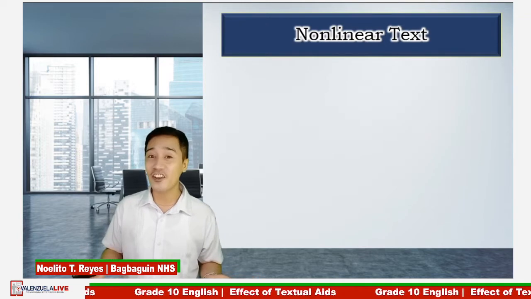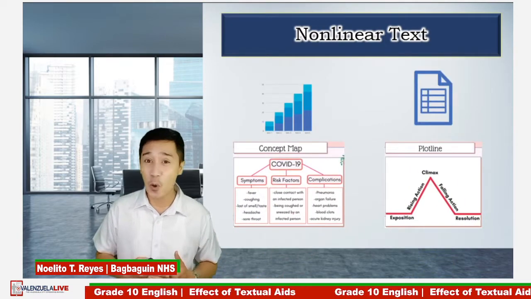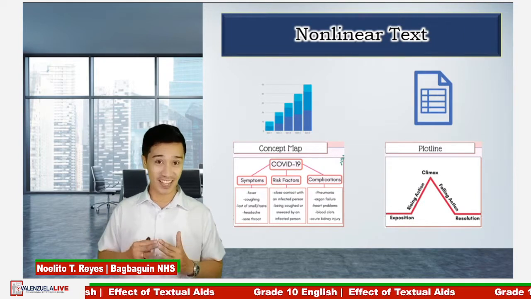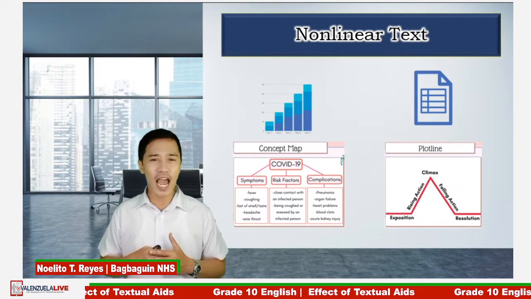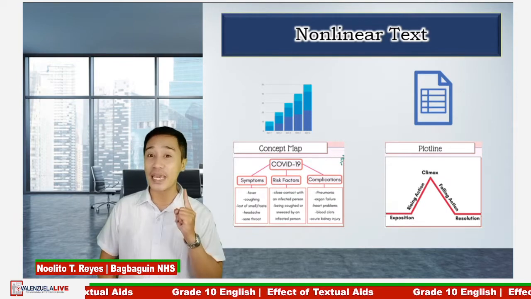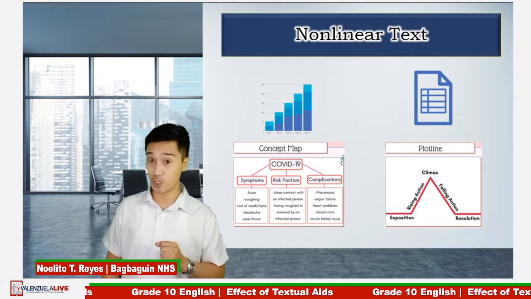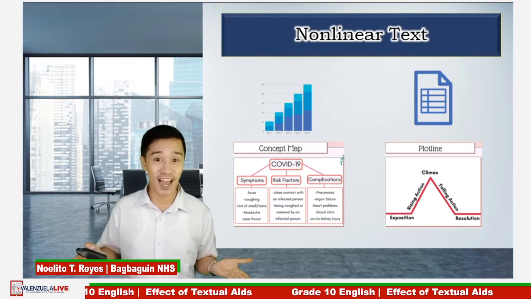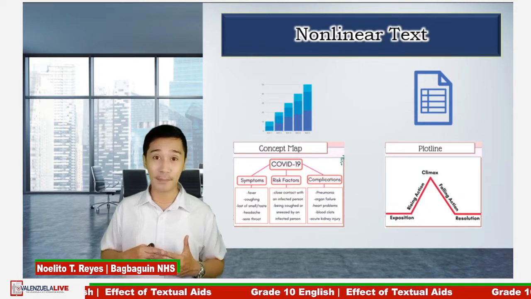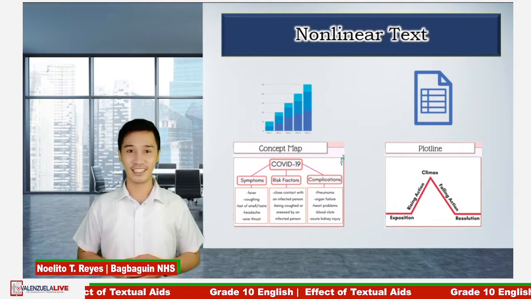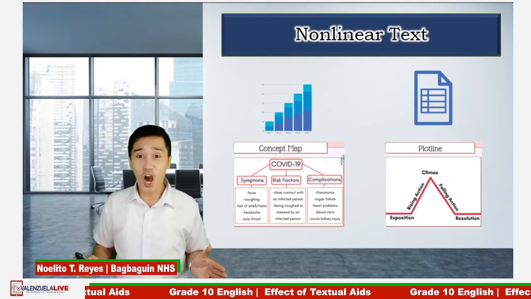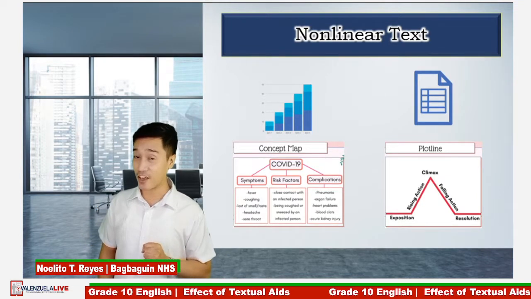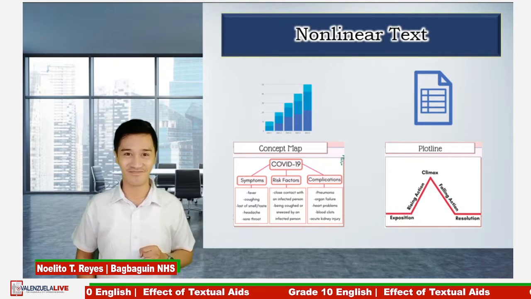Moreover, non-linear texts are explanations or descriptions of the words, usually those writings with visual aids, diagrams, or an infographic. Some examples include flowcharts, charts, graphs, graphical organizers such as knowledge maps and story maps. Let's have a quick discussion of the different types of non-linear text or textual aids that you can utilize.